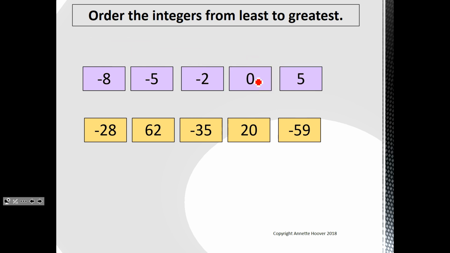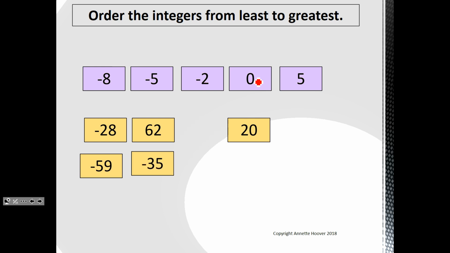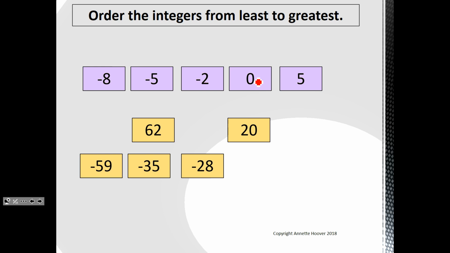Look at the yellow cards and see if you can guess which one would be the least number. That would be -59. The next one would be -35, -28, +20, and 62.